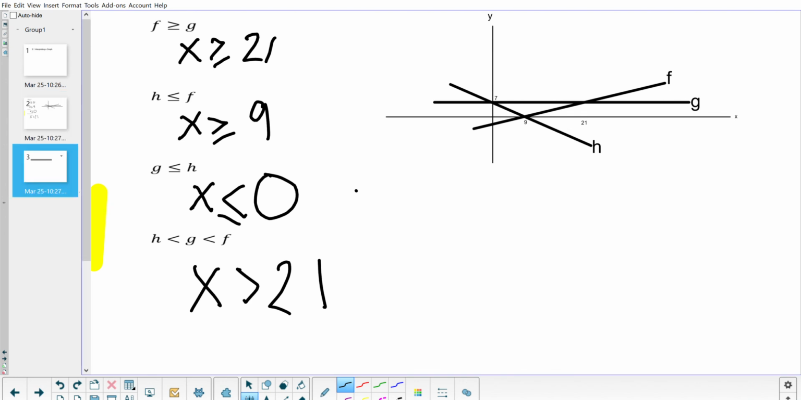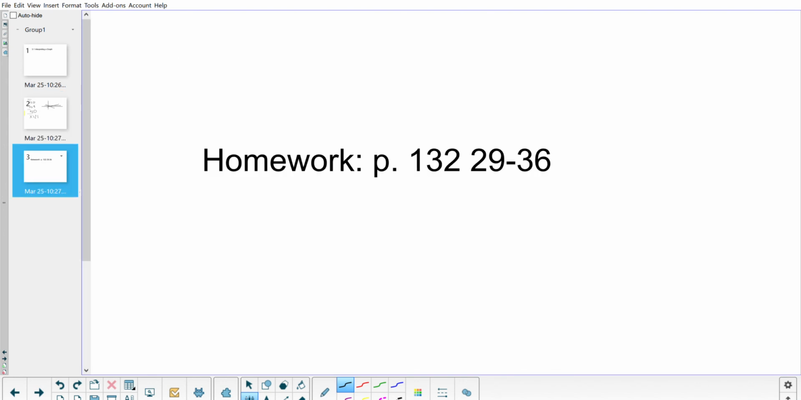So to practice this, I want you to do 29 through 36, okay? So you've got quite a bit to be working on over the weekend, and on Friday. And today. It would be great if you started this today.